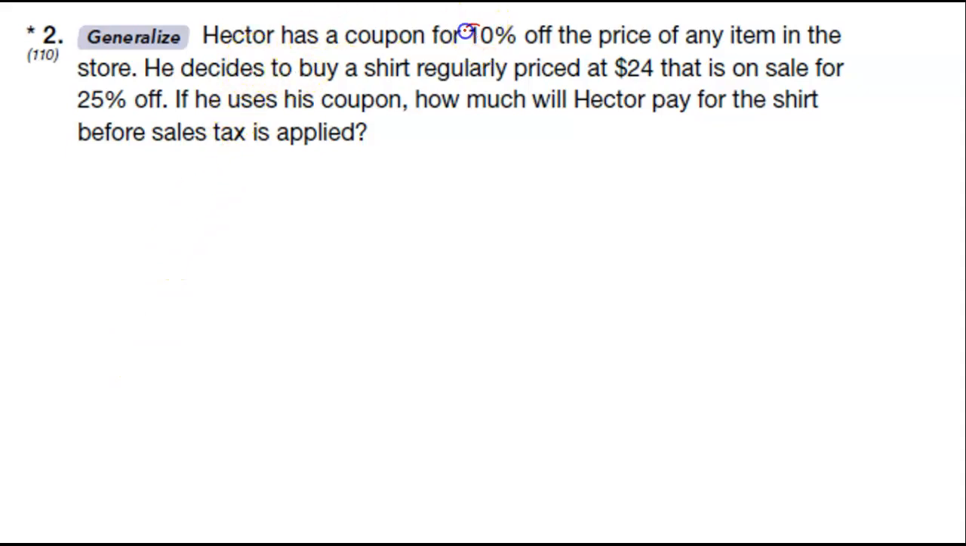So Hector has a coupon for 10% off the price of any item in the store. He decides to buy a shirt that is regularly priced at $24 that is on sale for 25% off. If he uses his coupon, how much will Hector pay for the shirt before sales tax is applied? Because we don't know what sales tax is. So this is going to require two ratio boxes.